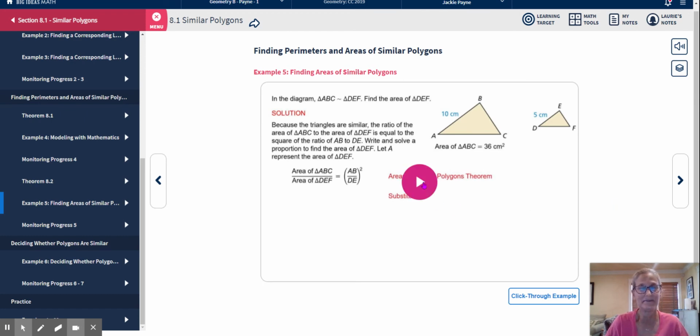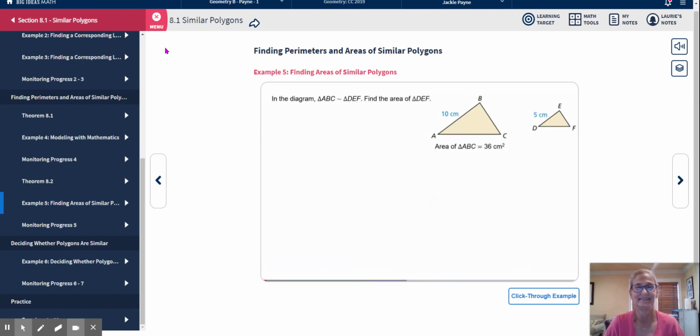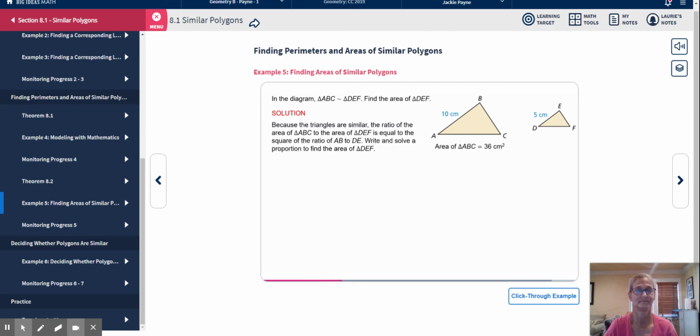Okay, here's another example. In the diagram, triangle ABC is similar to triangle DEF. Find the area of triangle DEF. Solution. Because the triangles are similar, by the areas of similar polygons theorem, the ratio of the area of triangle ABC to the area of triangle DEF is equal to the square of the ratio of AB to DE. Write and solve a proportion to find the area of triangle DEF. Let A represent the area of triangle DEF.